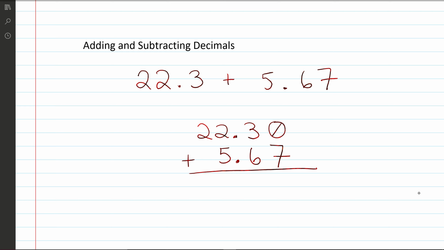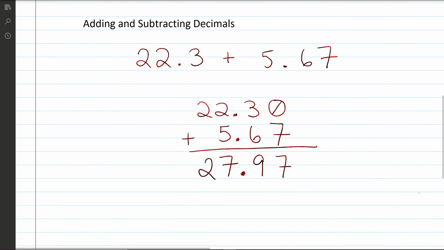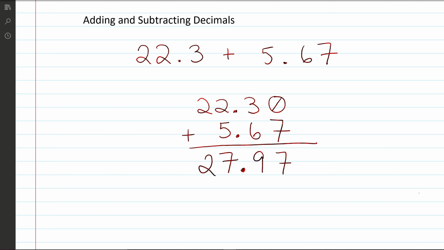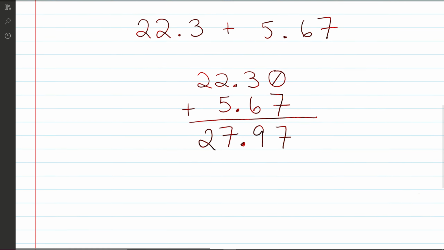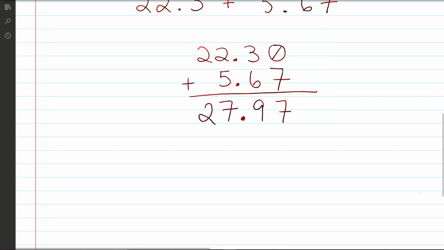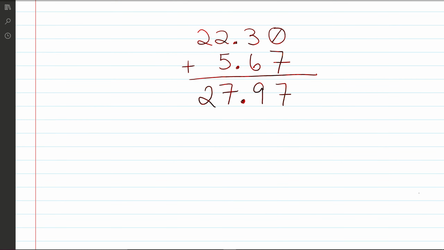So now we just go ahead and add vertically from right to left as we always do. 0 and 7 make 7. 6 and 3 make 9. The decimal point comes straight down. 2 and 5 makes 7, and then 2 and nothing makes 2. So our answer is 22 and 97 hundredths with a THS on the end. I never forget to emphasize that.